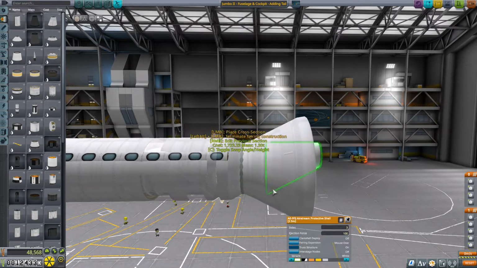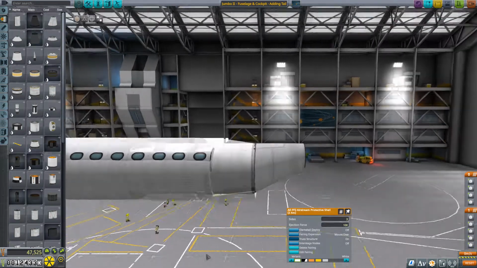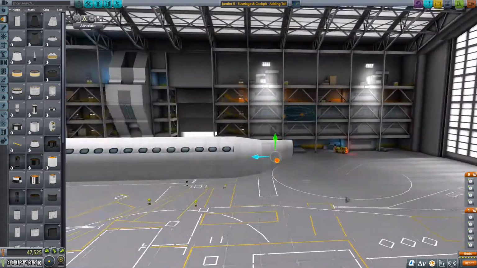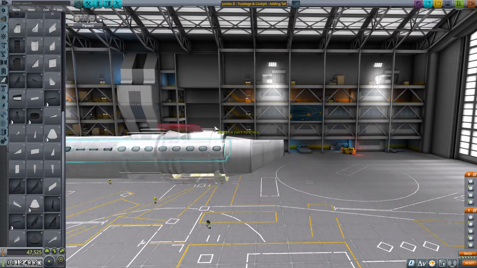One of the trickier parts was blending the Airstream shell with the tail section. I wasn't exactly sure if I was going to be able to make it look like one continuous piece.